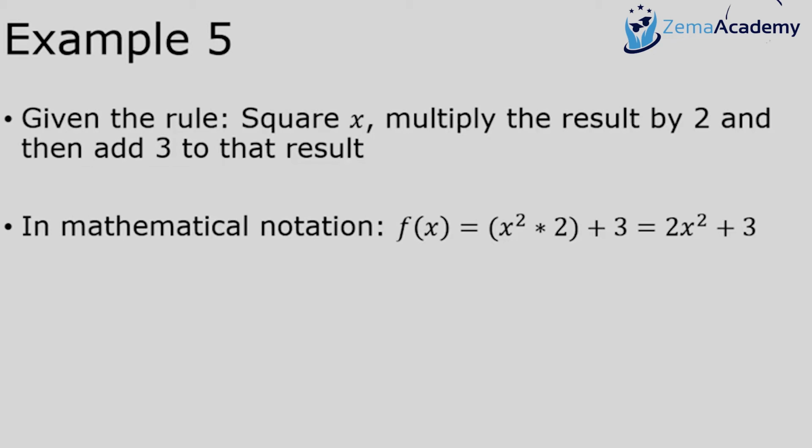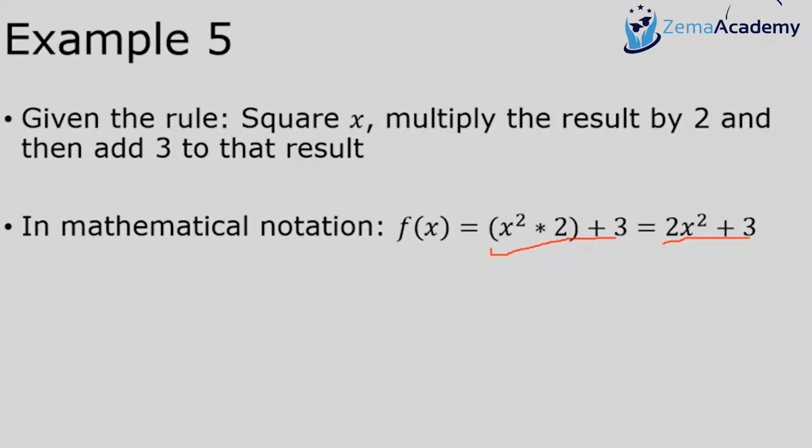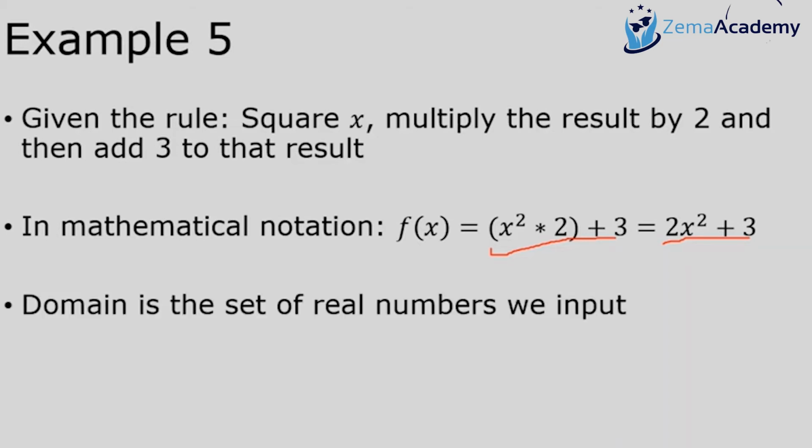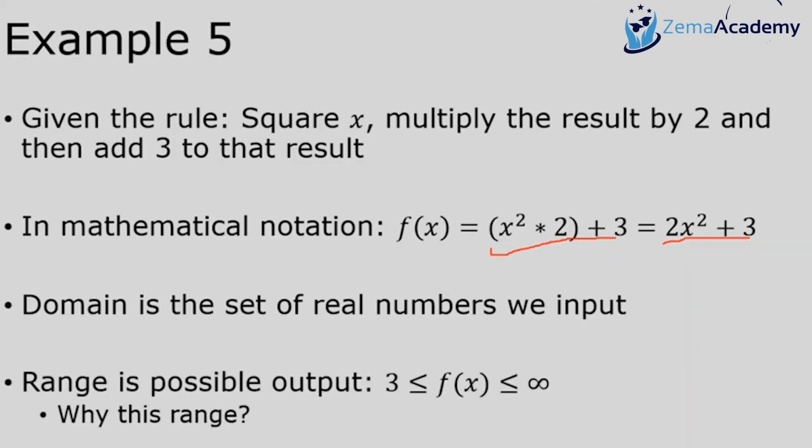And if I process that out, I go from x squared times 2 plus 3 to just 2x squared plus 3. That's our function, gone from words to mathematical notation. The domain is the set of real numbers we put in, and the range is the possible output. Now I can tell you for this function, where f of x is 2x squared plus 3, the range, the output, is 3 less than or equal to f of x, less than or equal to infinity.